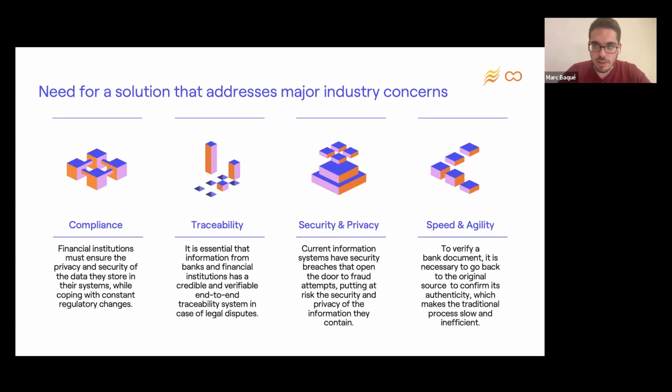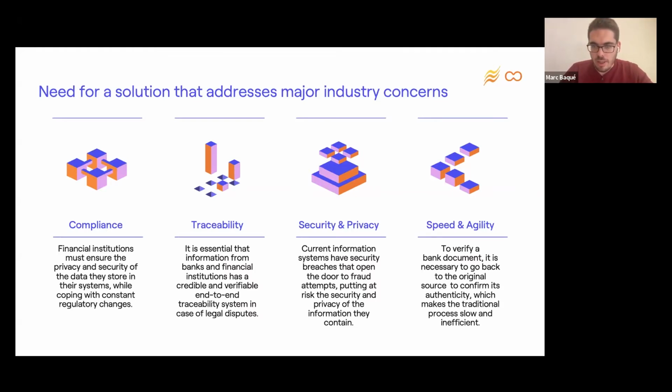The second one is traceability. It's important that all these documents issued by an entity are traced over time. And if the document has to be validated by different entities or stakeholders of the process, you need the traceability of this process point by point and over time, obviously.